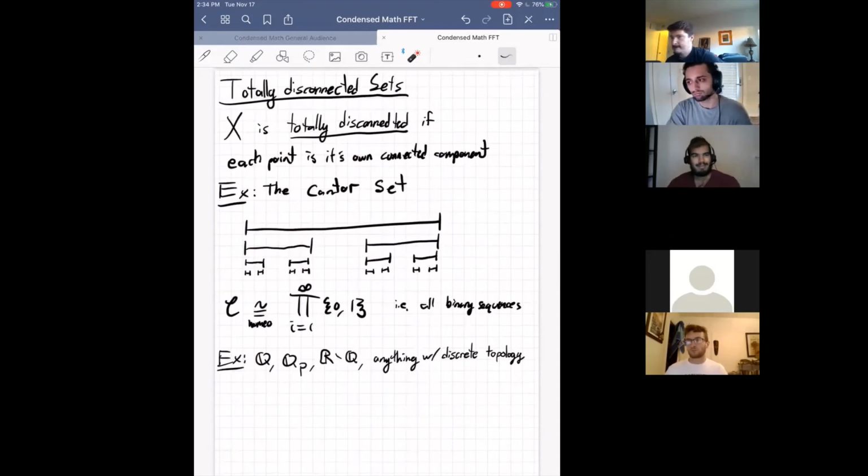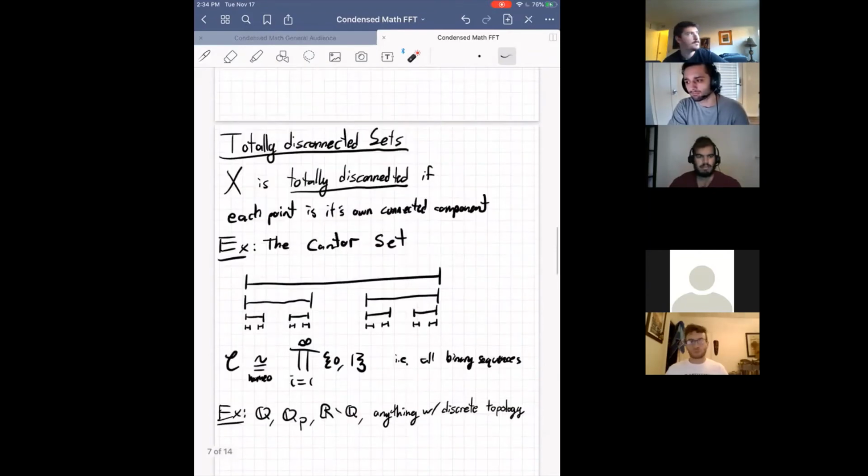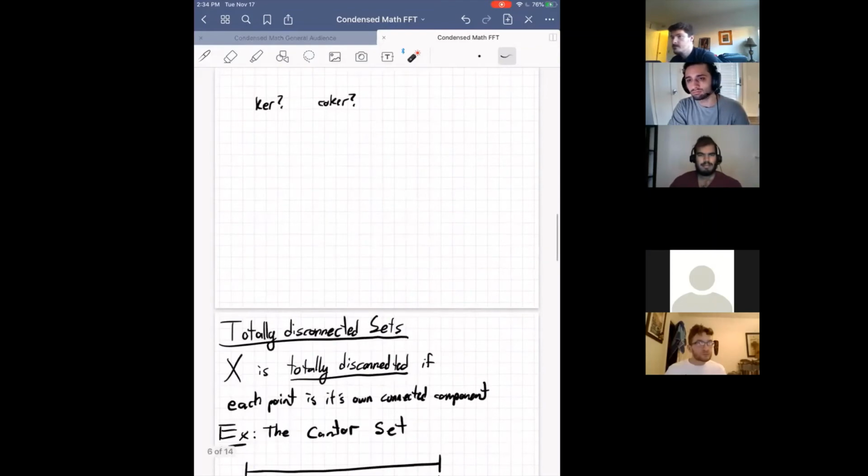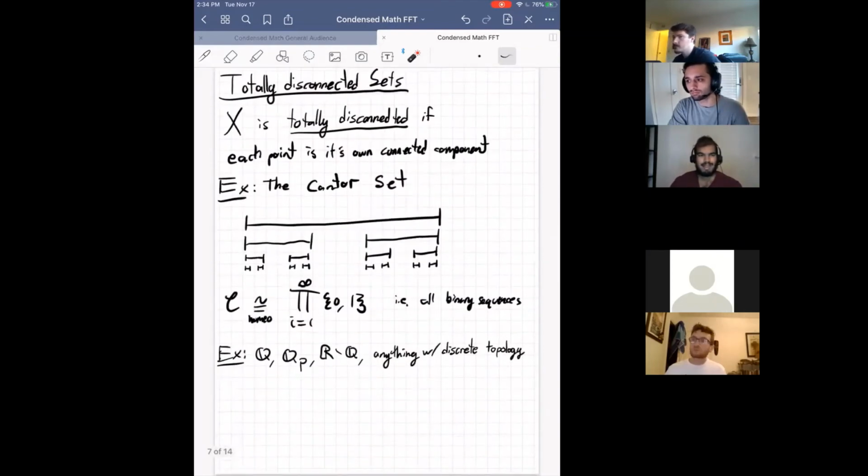Okay. So why? This is the thing. We have this problem with not being able in algebra to reason about the real numbers and to reason about topological things. And I'm telling you that the solution is going to be totally disconnected sets. So why might totally disconnected sets be telling us about the real numbers?